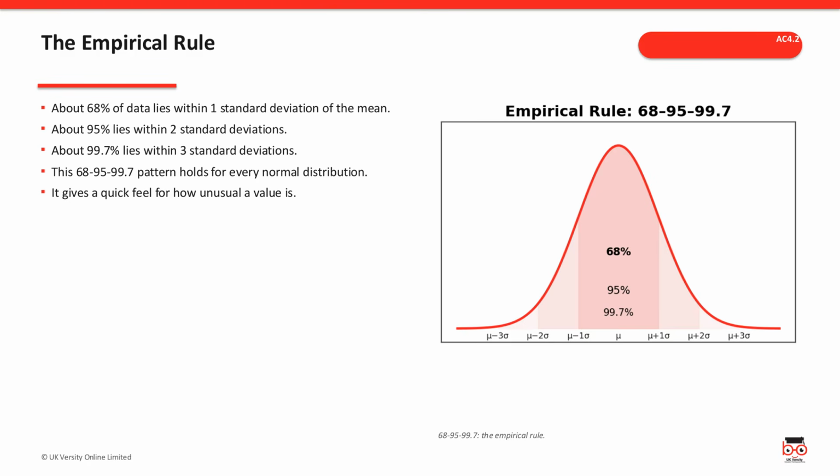There's a lovely shortcut called the empirical rule. About 68% of the data lies within one standard deviation of the mean. About 95% lies within two standard deviations, and about 99.7% lies within 3. That 68, 95, 99.7 pattern holds for every normal distribution, and it gives you a quick feel for just how unusual a particular value is.